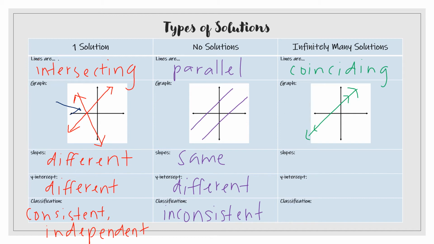For these, obviously the slopes are going to be the same and the y-intercepts will be the same because they're the same line. So this is going to be consistent for the classification since it does have solutions. And then instead of independent, this one is classified as dependent.